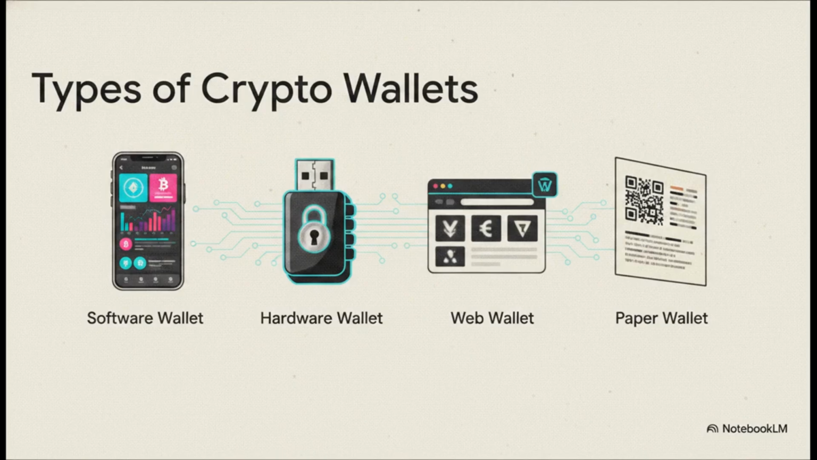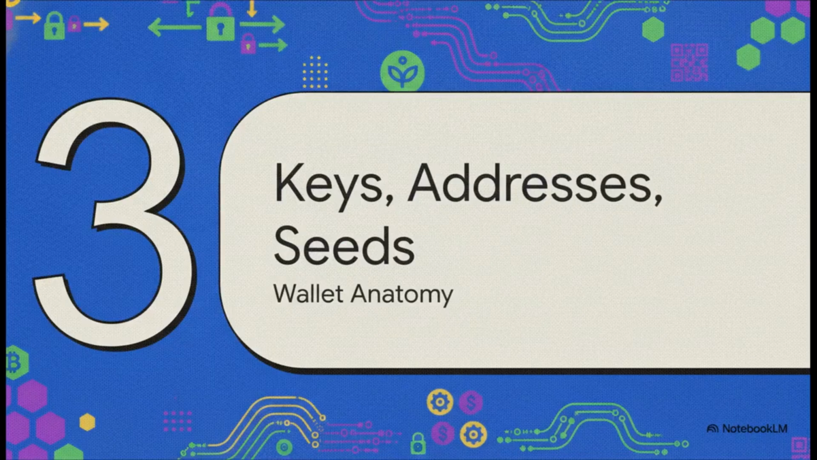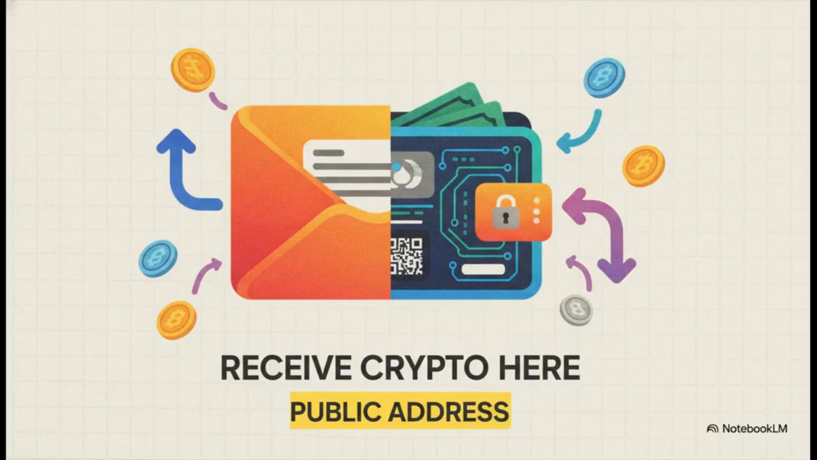They're way less common nowadays, mostly because they require super careful handling so they don't get lost or accidentally thrown away. All right, part three, keys, addresses, and seeds. Let's look at the actual anatomy of a wallet. Every wallet has a public wallet address, and the easiest way to think about this is like an email address. Just like you'd give out your email to get a message, you can completely comfortably share your wallet address so people can send you digital assets. It's just your public-facing routing number.